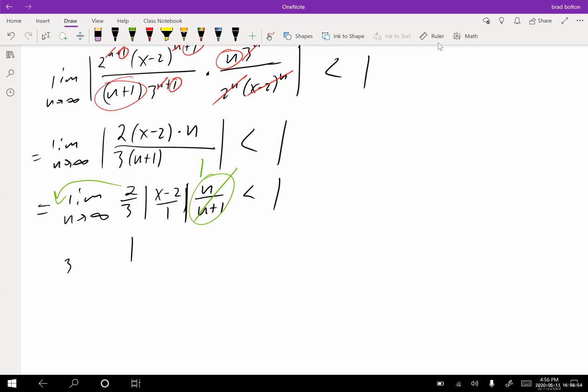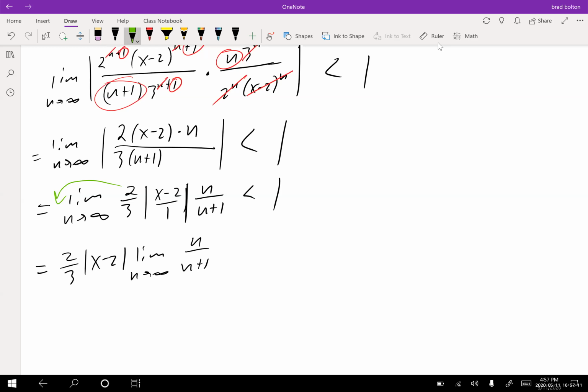You know what? I feel like I'm skipping a step, so I don't want to mess you guys up. So we're going to do this. We're going to do 2/3 absolute value of x minus 2 times the limit as n approaches infinity of n over n plus 1. Let's do that.